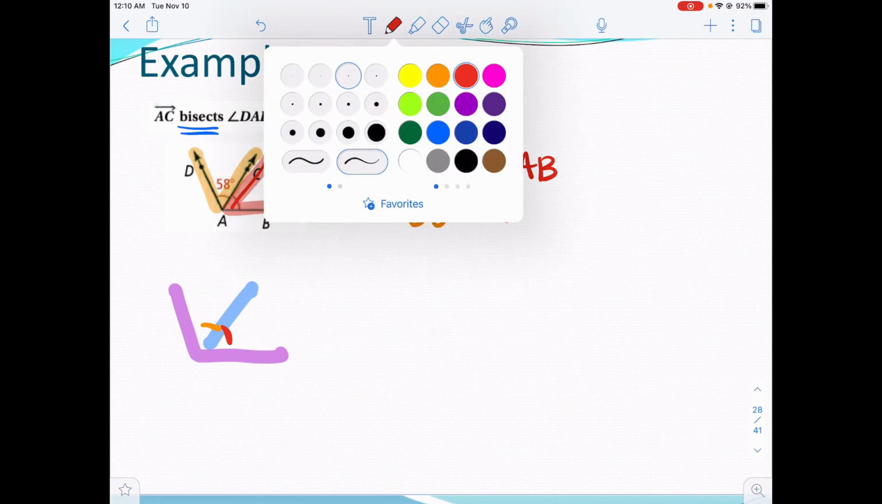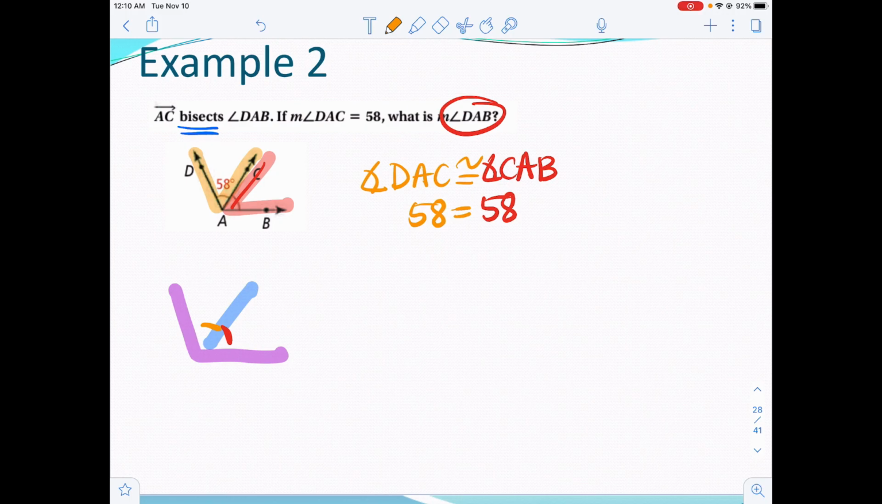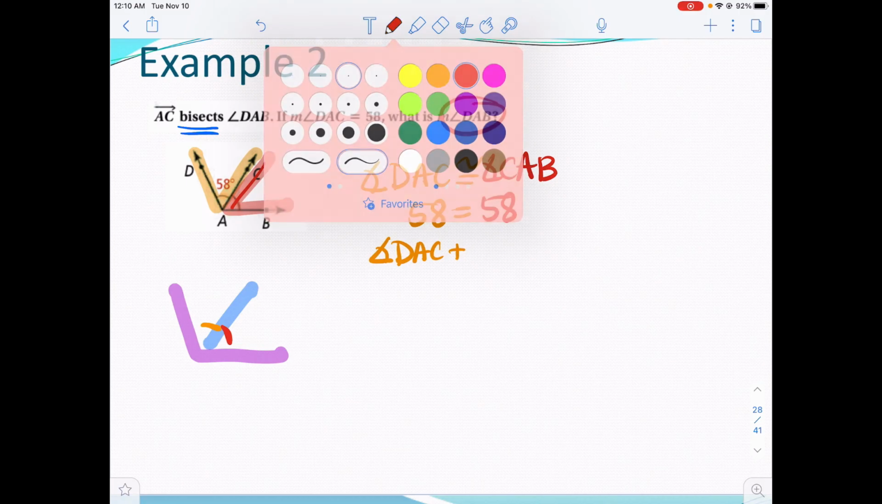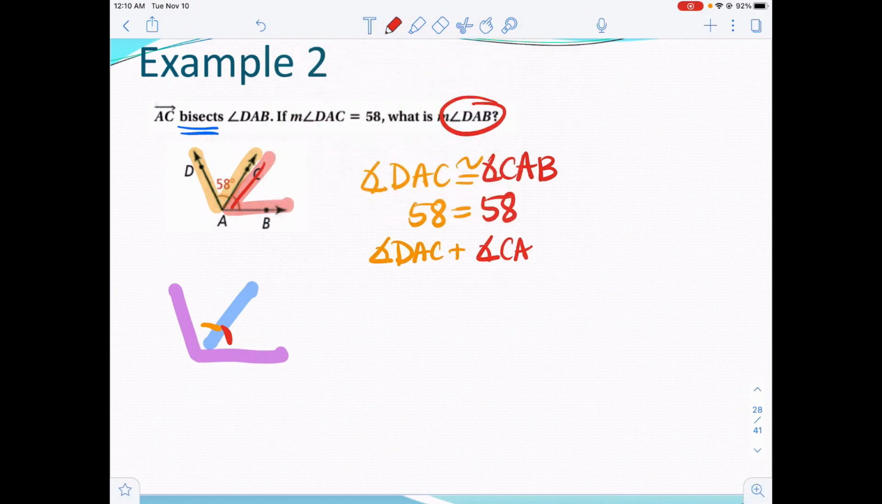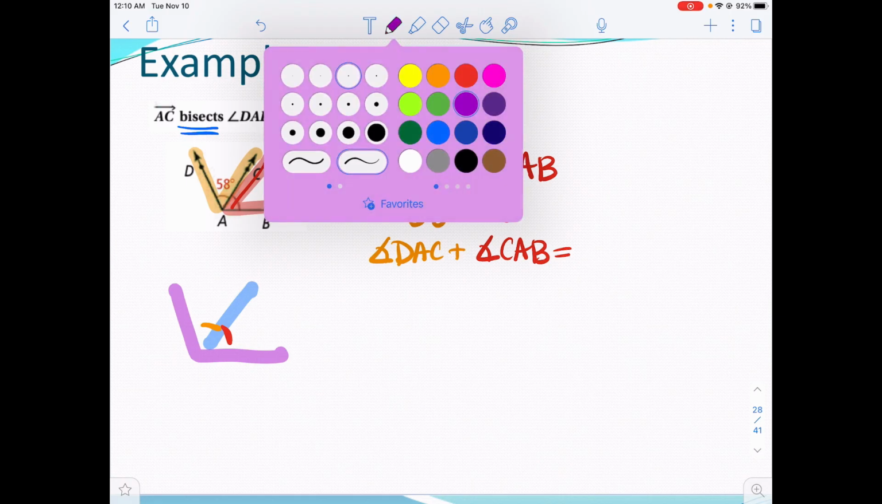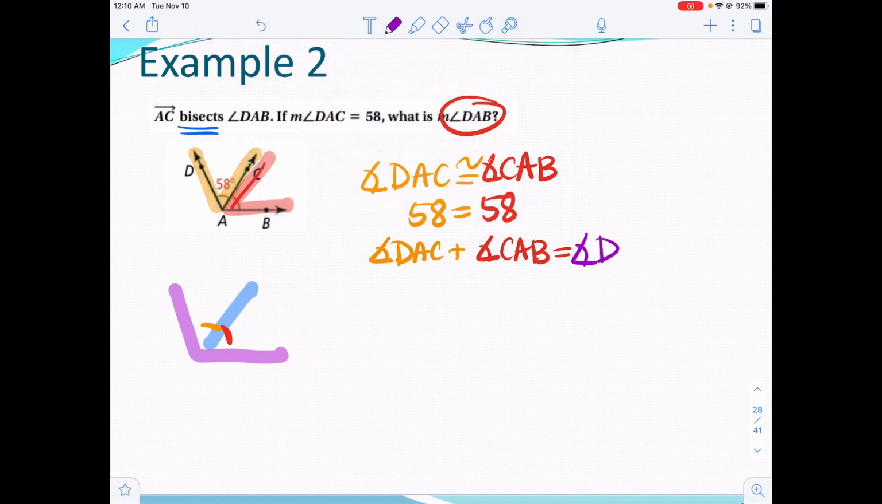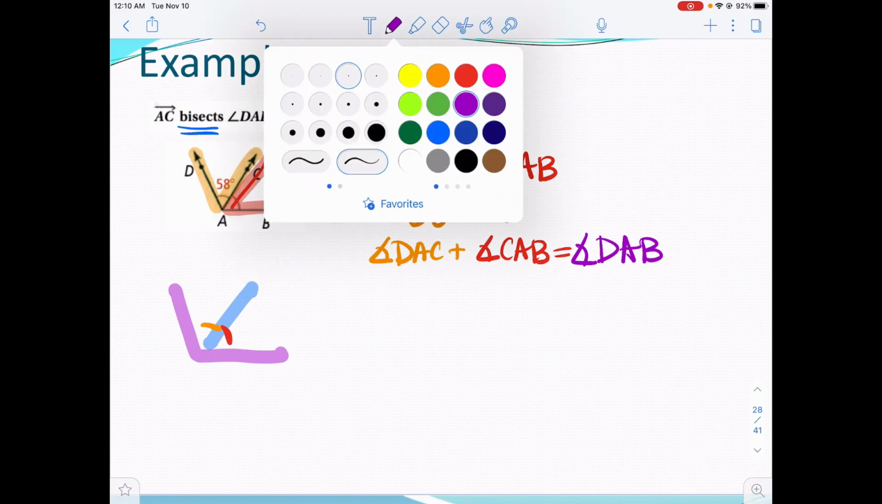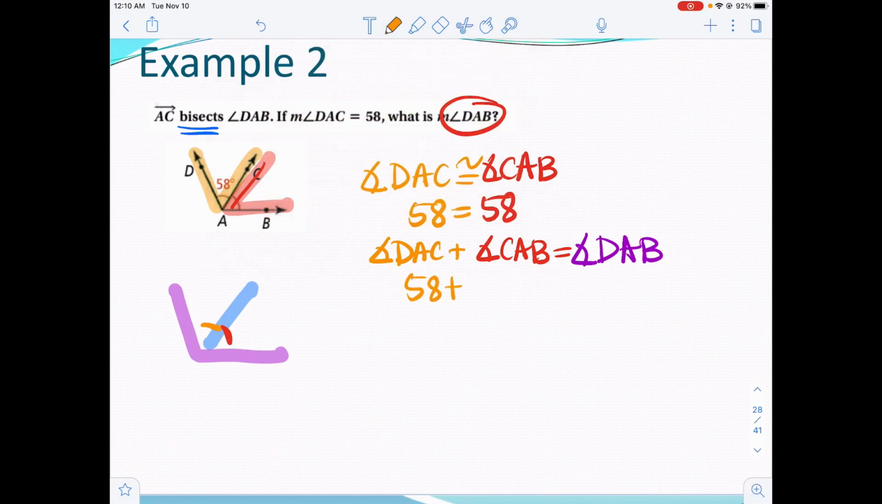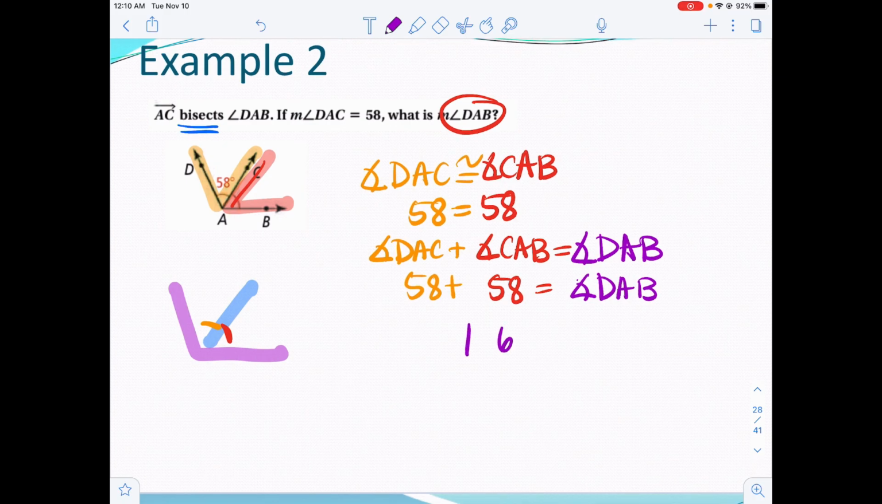All right, so I hope you went ahead and used the angle addition postulate, which is saying angle DAC plus angle CAB is equal to angle DAB. I know what these are. This is 58, and this is also 58, and this all is going to equal my angle, which is angle DAB, and so that's going to be 116. And remember, it is an angle, so we're going to say 116 degrees.